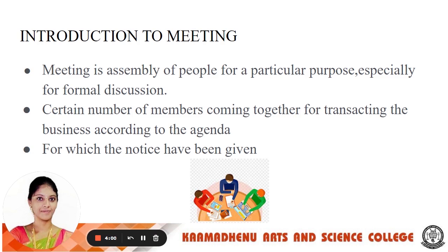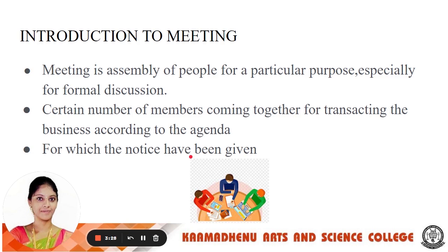It will have a number of members. Members will come together for transacting the business. So in any business transaction, the business is the agenda of the meeting. In that business transaction, there may be a lot of issues discussed. All those issues are considered the agenda of the meeting. Then, it is a meeting for which notice has been given. For this kind of meeting, notice should already be served to the members of the organization.